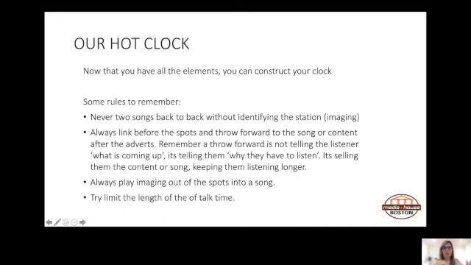So as you can see, all the classes are now starting to come together, okay, as one. So you always link before the spot. So you always link before ads and throw forward to whatever's coming after the ads, because we're telling them why they need to keep listening. And then always play imaging out of the spots into a song. And keep in mind the length of your talk time. So try to limit the length that you are talking.